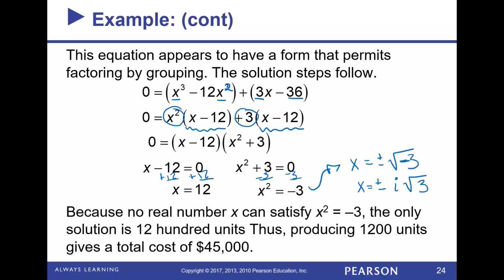So basically my answer is x equals 12. Now remember, x was in hundreds of units. So I have 1,200 units, okay? Now if I were to write 1,200 units out in a number, it would be 1,200. So that's where 1,200 units comes in. And that will give me a total cost of 45,000.